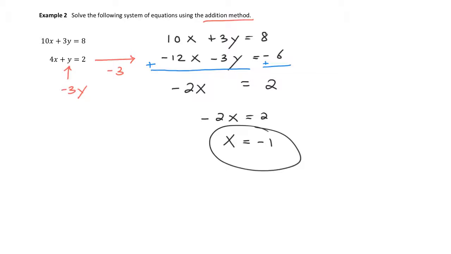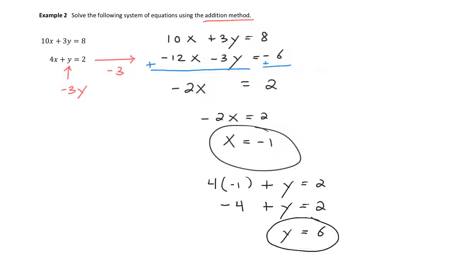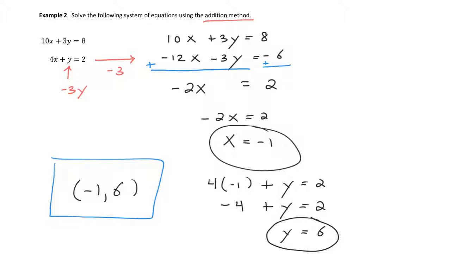If you now want to know the corresponding y value, I'm going to go back to this very first equation we looked at. I'm going to put -1 in place of x and solve for y. So we have 4 times -1 plus y is equal to 2. So that is -4 plus y is 2. Adding 4 to both sides gives me 6. The solution to this system of equations is -1, 6. And this is the answer to the example.